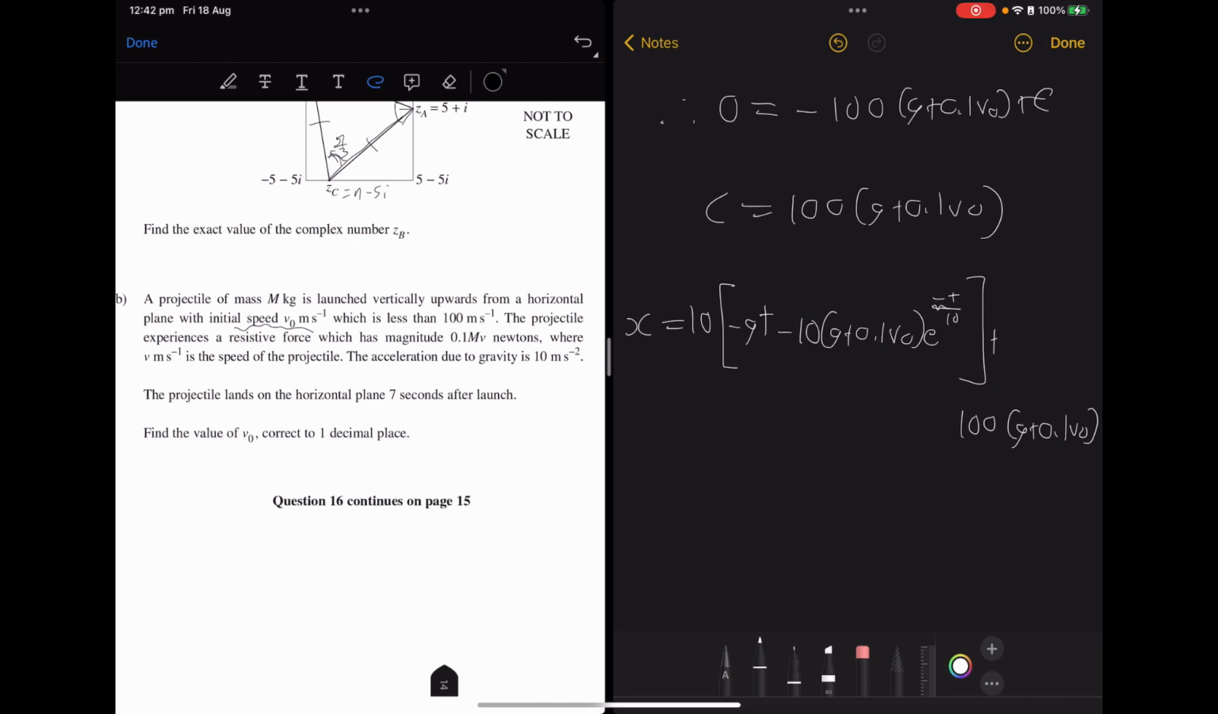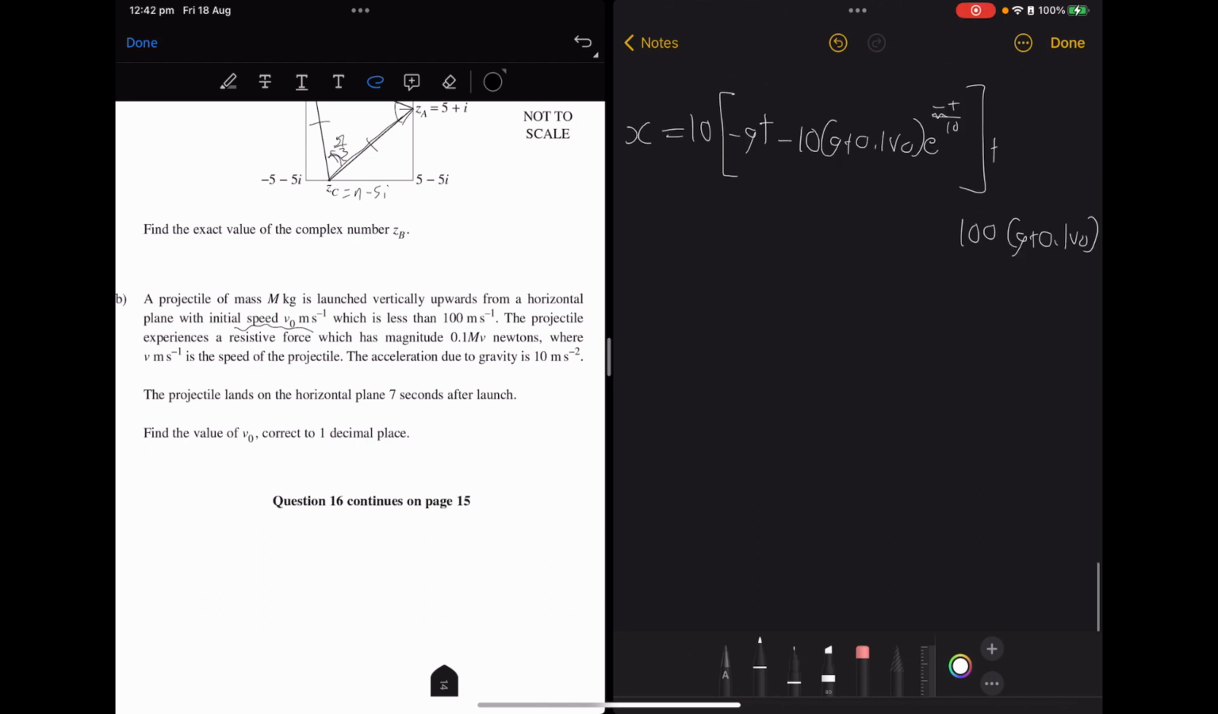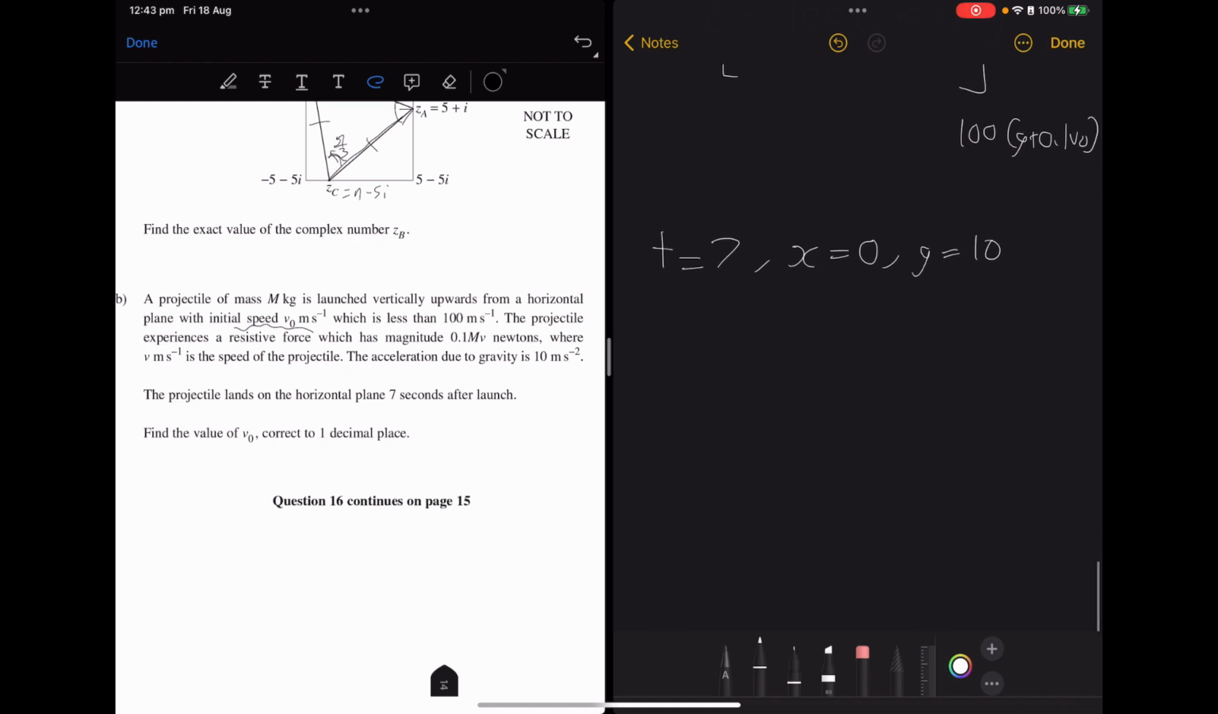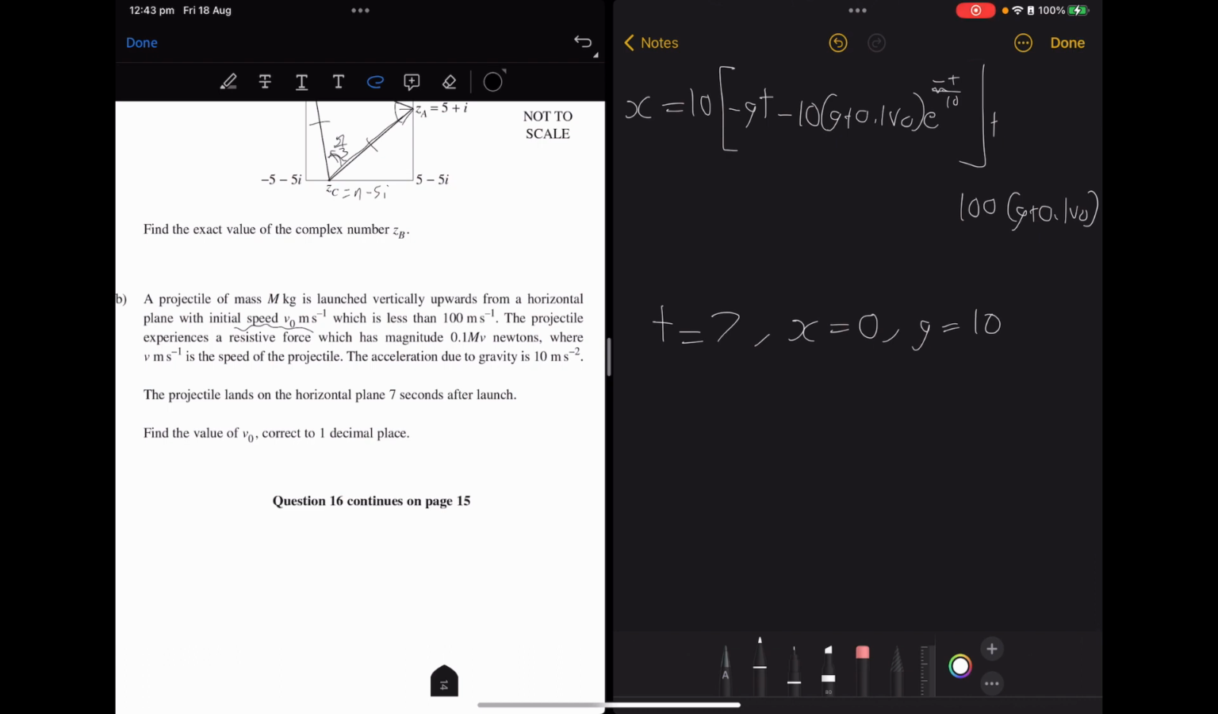Now finally, we can get to our final step, which is all our conditions at the end. So at the end, we know that at t equals 7, we have another x equals 0. And we also have the fact that g equals 10. So we can sub in all our values in again. And finally, that leaves us with 0 equals 10 times c.